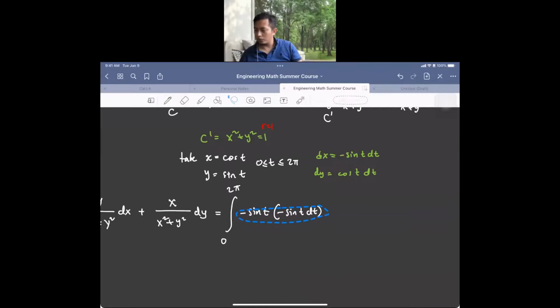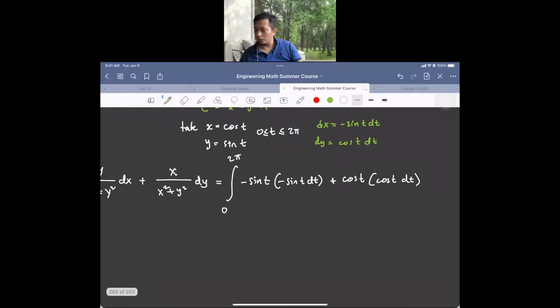So we will have negative sine t dt, and plus cosine t dt. And since this is going to be sine squared plus cos squared, it's just 1, so we are having dt, or this is just 2 pi.